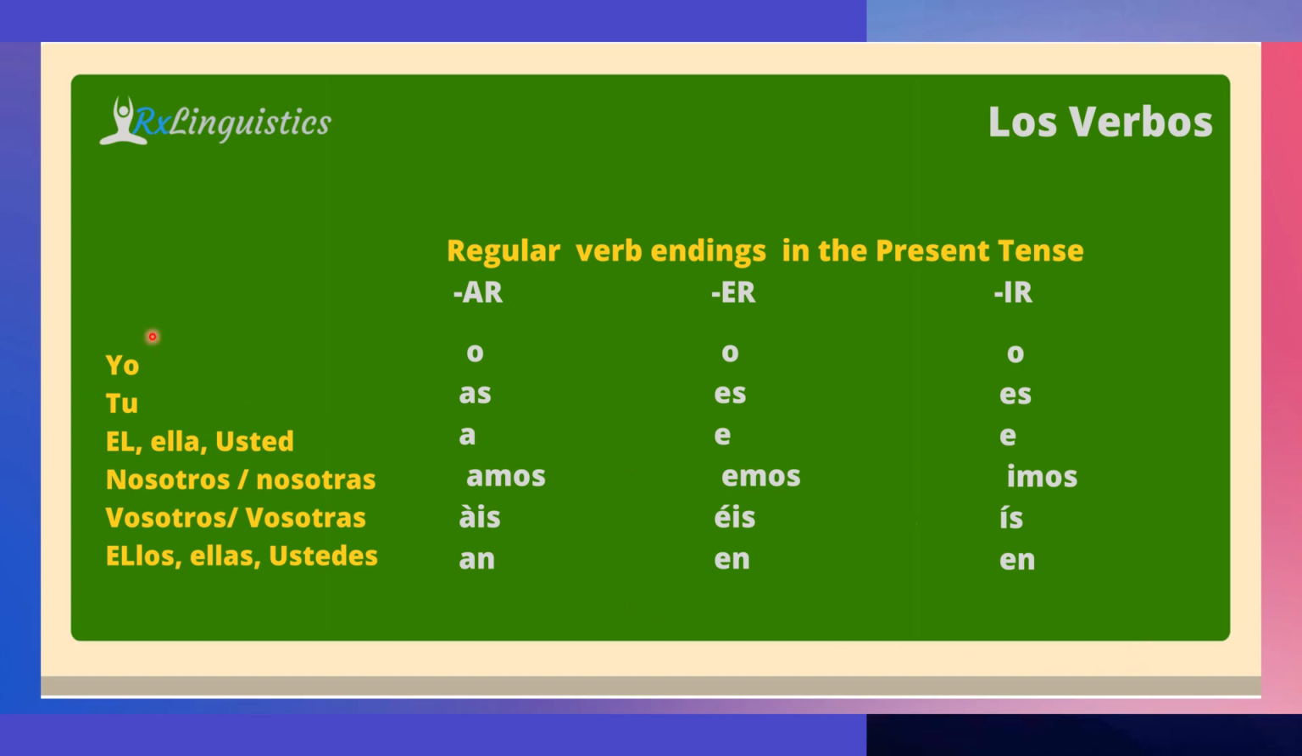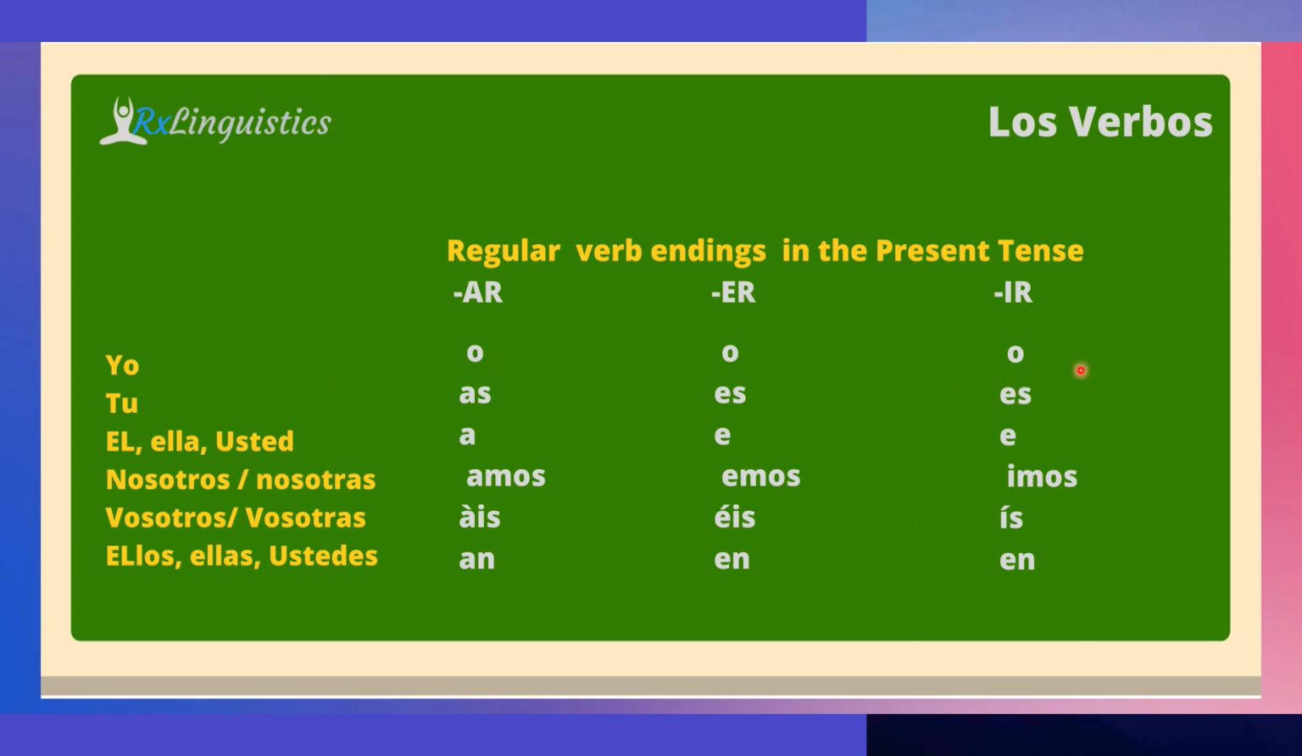So you have the yo form, and you have the él, ella, usted form, because the tú is not common unless you are talking to a child. If you are in a pediatric or child care business, you talk a lot to children. And if you are in a regular clinic where most adults visit, unless they are visiting with their children and you are taking care of the children, the tú form, you might as well forget it and just use usted, because usted is formal, it's also polite.